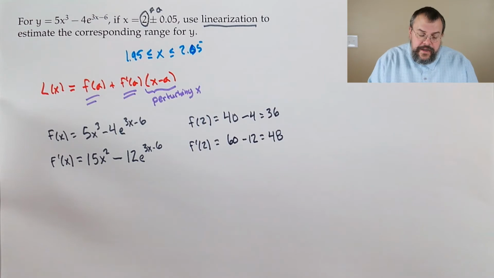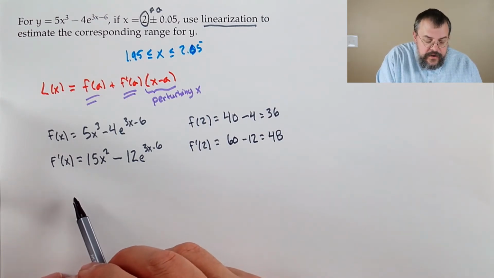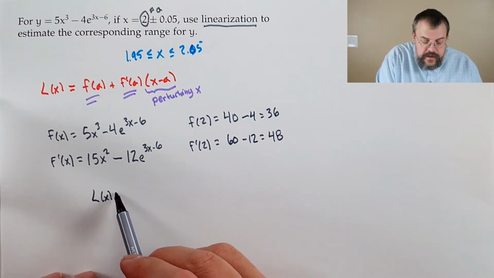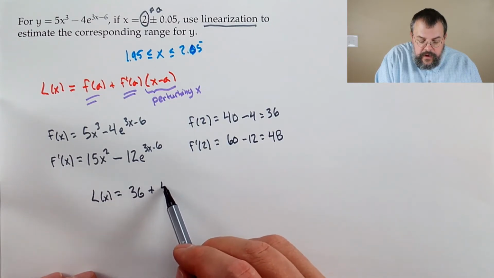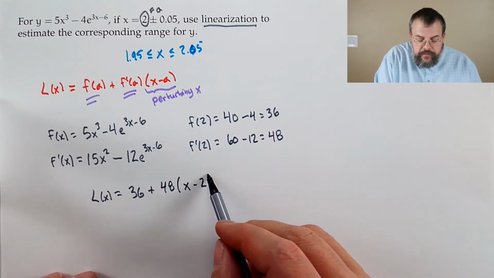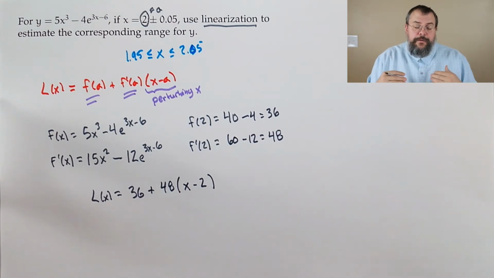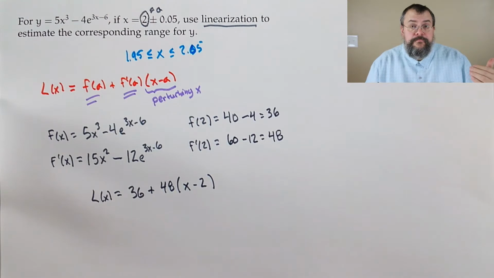Okay, so the next thing we need to do is think about our function here, our linearization. So we put it all together. So our linearization says we have 36 plus 48 times x minus 2. Now, here's the idea. If I want to get an estimate for the corresponding range for y, what I'm going to do is I'm going to get an estimate for the corresponding range of the linearization.